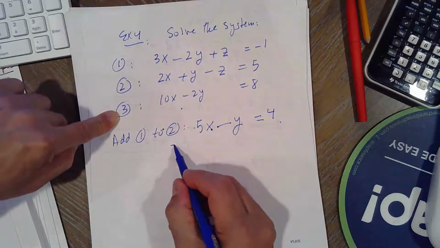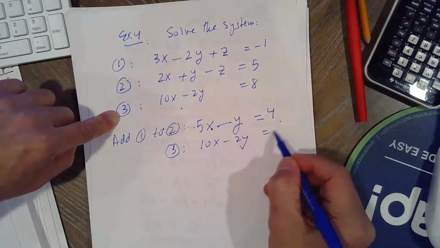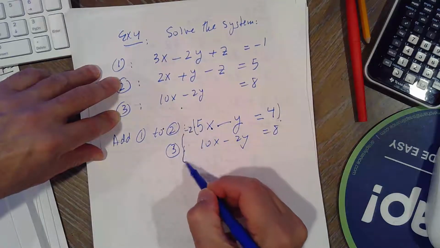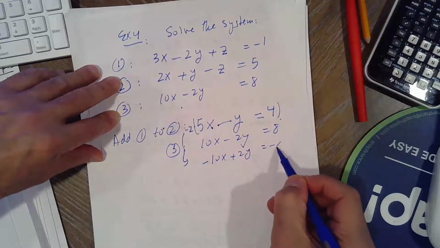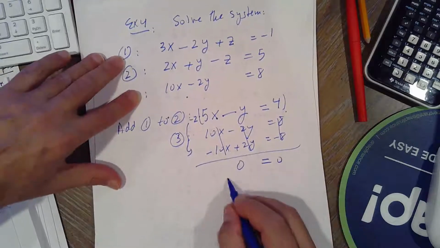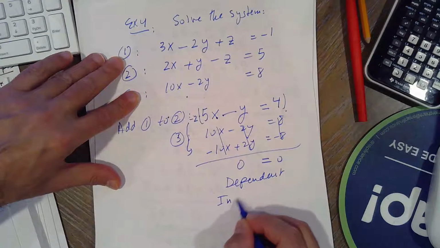We're going to put equation 3 down here. 10x minus 2y is 8. So we're going to times this by negative 2 to do elimination. Negative 10x plus 2y is negative 8. And everything cancels out, meaning we have a dependent system and it's infinite solutions.